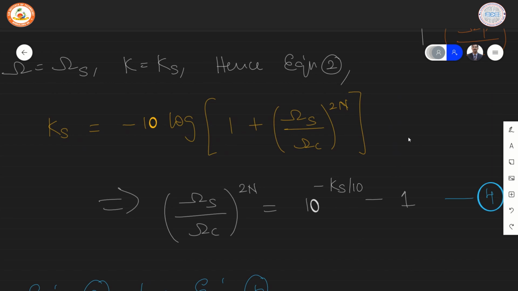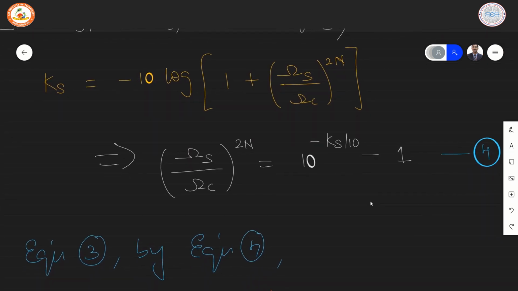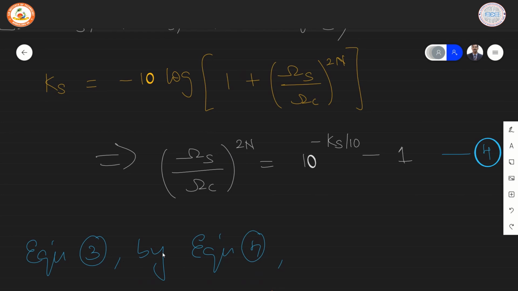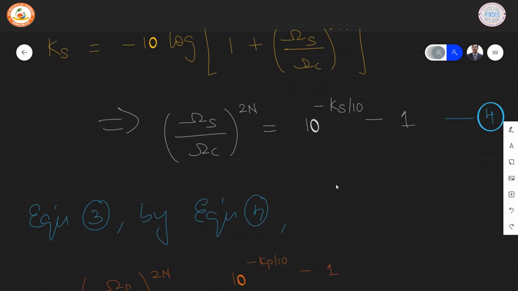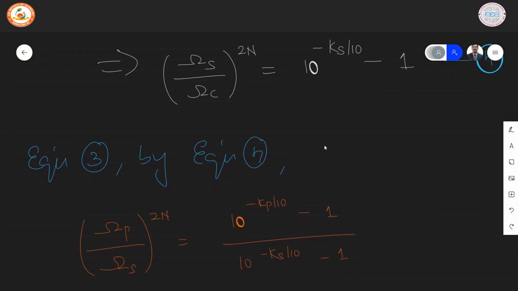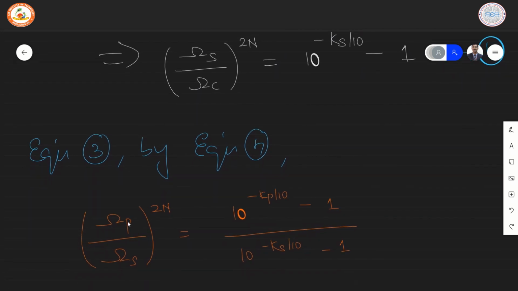So previous equation 3 was in terms of kp and omega p, equation 4 is in terms of ks and omega s. Now let us perform the division. Equation 3 divided by equation 4 will cancel off the common term which is omega c in the denominator, and we get the ratio omega p by omega s to the power of 2n, which is a ratio of two quantities: 10 raised to minus kp by 10 minus 1 divided by 10 raised to minus ks by 10 minus 1.